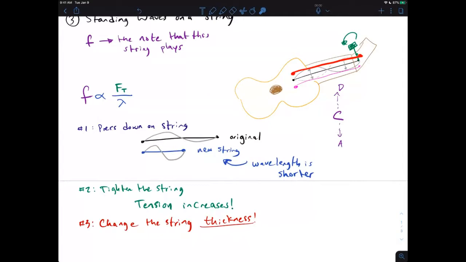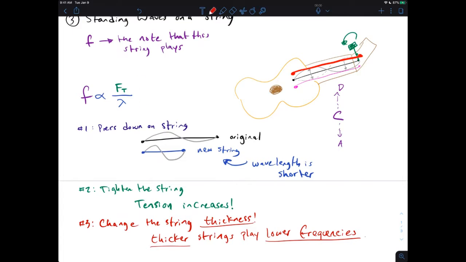Okay, so last thing is if I increase string thickness, so here I can say thicker strings play lower frequencies. Okay, if it's thicker, my frequency goes down. So that means if my thickness goes up, my frequency goes down. These things are opposite. They're inversely proportional to each other.